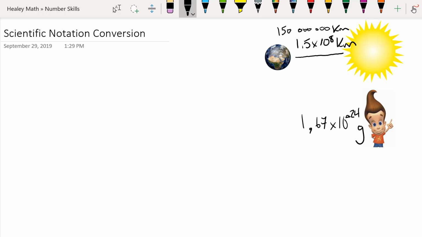I think it's important that we understand the rules of when we multiply by base 10. 10 to the power 1, that's just 10. 10 to the power of 2, that's 100. 10 to the power of 3, that's 1000. And as you see, as the exponent increases, so does our answer. So when this gets bigger, our number gets bigger.